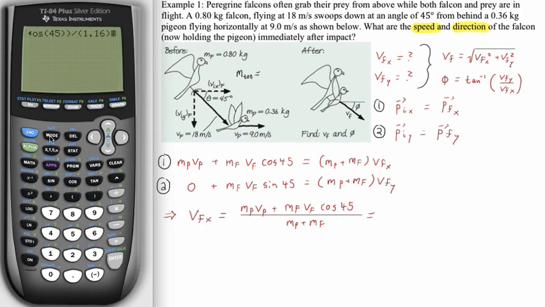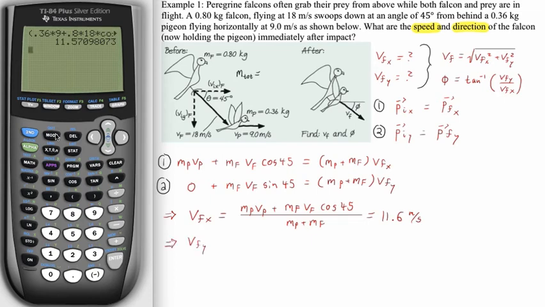And then we're going to preemptively turn it to degree mode. Now let's get our value. So we get 11.6 as the x component of our final velocity for the combined object, 11.6 meters per second.